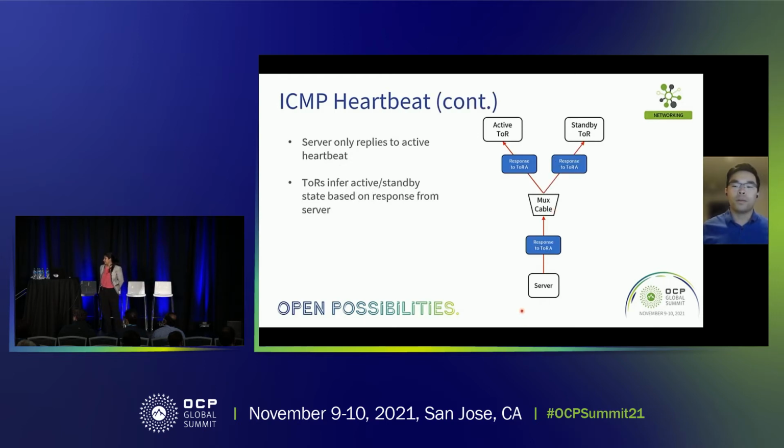The server will then reply to the echo request that it receives. It will also take the UID from the request and include it in the response. The cable will then broadcast this response to both TORs, which then look at the UID contained within the response. If, for a given TOR, the UID matches its own, then that TOR knows that it is the active TOR. If the UID doesn't match, then the TOR knows that it is the standby TOR.